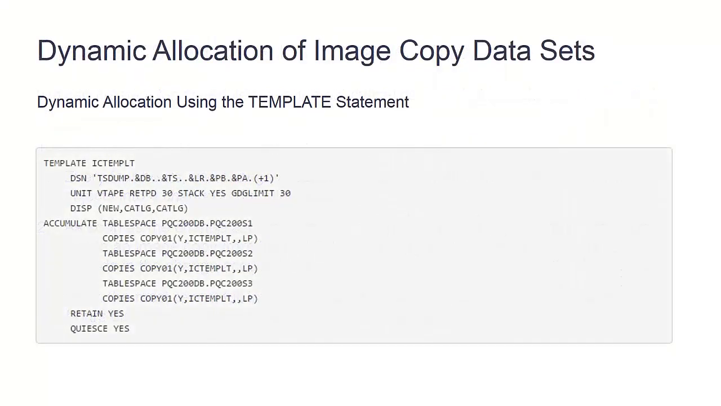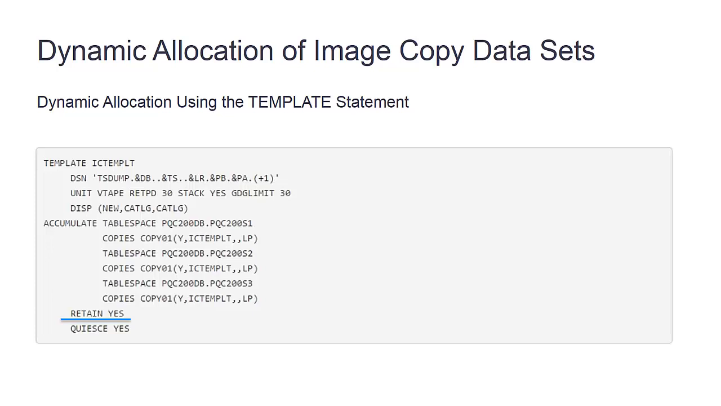Another important feature is the ability to perform dynamic allocation of image copy datasets. The TEMPLATE statement enables dynamic allocation of image copy datasets in an accumulate job. This example shows how you can accumulate changes for a set of tablespaces. The following keywords are used to optimize accumulation processing. RETAIN YES keeps all dynamically allocated image copy tape volumes mounted for the duration of the accumulate.